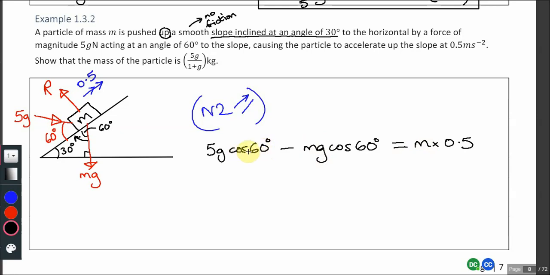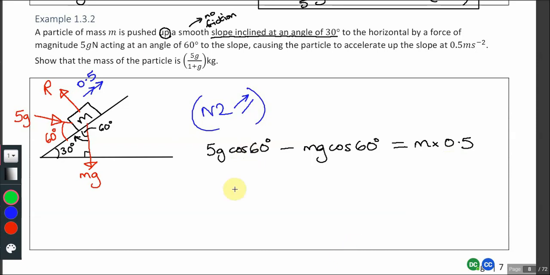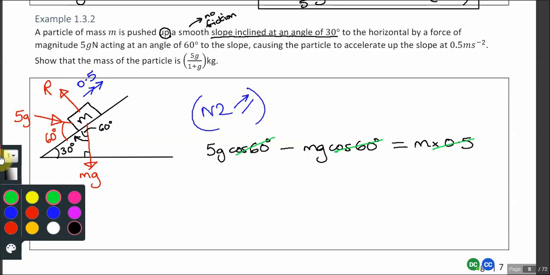In fact, I'm noticing that cos 60, which is a half, we've got another cos 60 there, which is a half, and we have another half. So every single term has a factor of 1/2. So I'm going to double the whole equation, both sides. Of course, that's the same as dividing both sides of the equation by 1/2. And the effect is it cancels out these three terms. Dividing by a half or doubling both sides, they all disappear. So that makes it a bit nicer to look at.